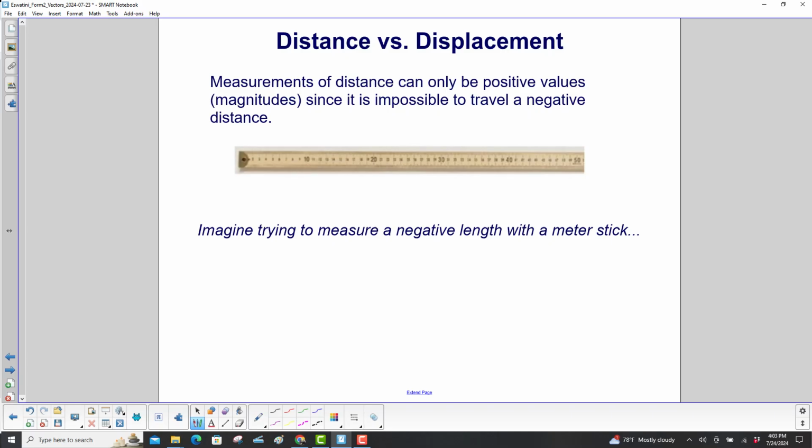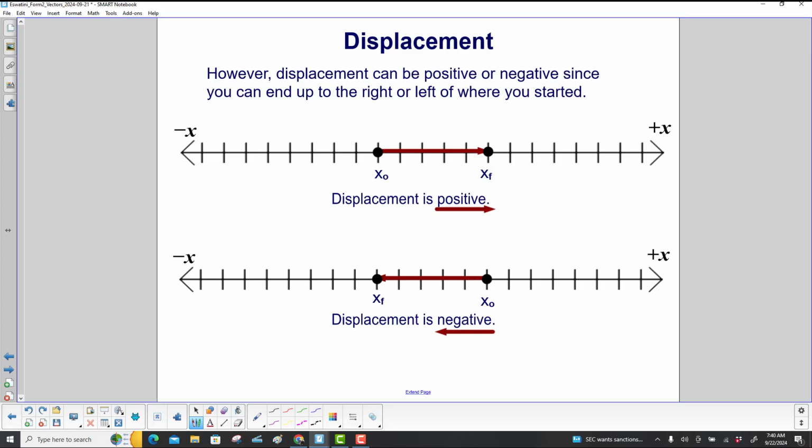There's a difference between distance and displacement, as we showed on the previous slide. Measurements of distance can only be positive values, magnitudes, since it is impossible to travel a negative distance. Imagine trying to measure a negative length with a meter stick. It just would not work. However, displacement can be positive or negative, since you can end up to the right or left of where you started. So if you end up to the right of where you started, here's your final, here's your initial, displacement is positive. If you wind up to the left of where you started, here's x0, that's where you started, then your displacement is negative.